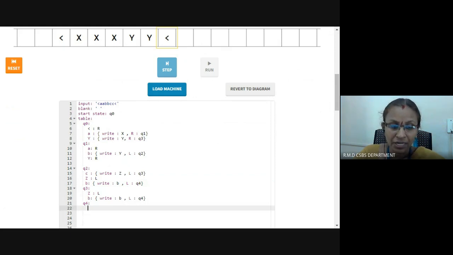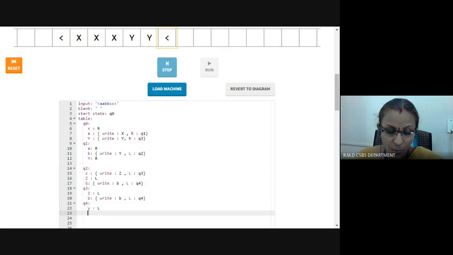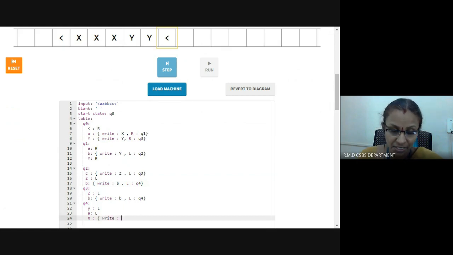when it is coming back, there will be a Y. Don't do anything. Move left. Then there will be an A. When it is coming back, there will be an A. What you have to do is just move left. Then it will be an X. Then it is an X. You're not doing anything. Move to right. Change the state to Q naught. This is how it will be done.